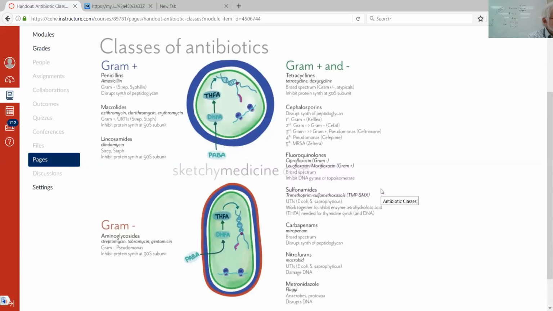If we look on this list on the right of this page, they're increasingly potent antibiotics, going from tetracyclines down through the carbapenems to the metronidazole. Flagyl is a particularly nasty drug. It is really more of a drug that is aimed at anaerobic bacteria.